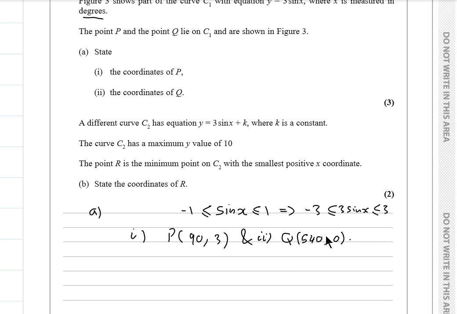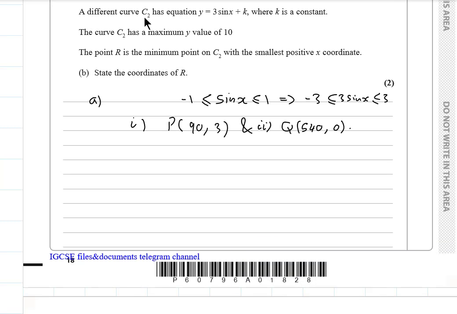Okay, a different curve C2 has equation y equals 3 sine x plus k. Of course, we have here a vertical translation where k is a constant. The curve C2 has a maximum y value of 10, okay? The point R is the minimum point on C2 with smallest positive x coordinate. State the coordinates of R.